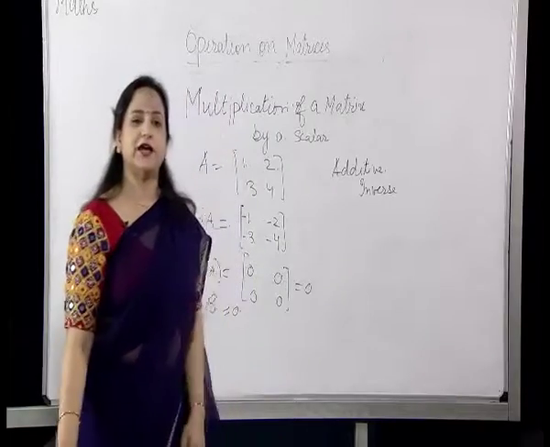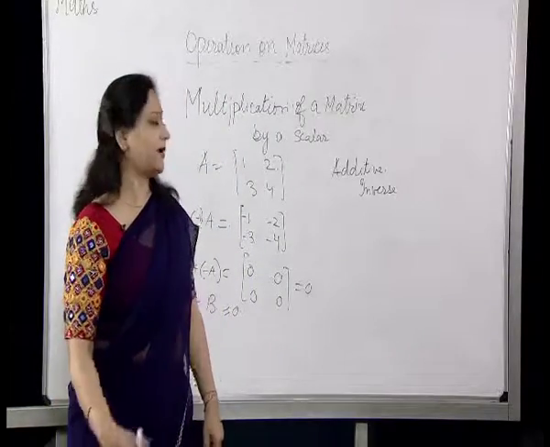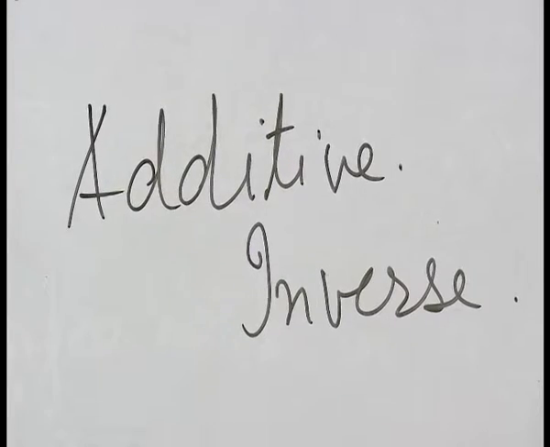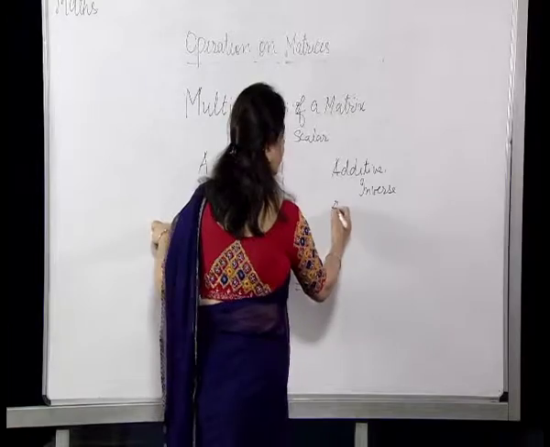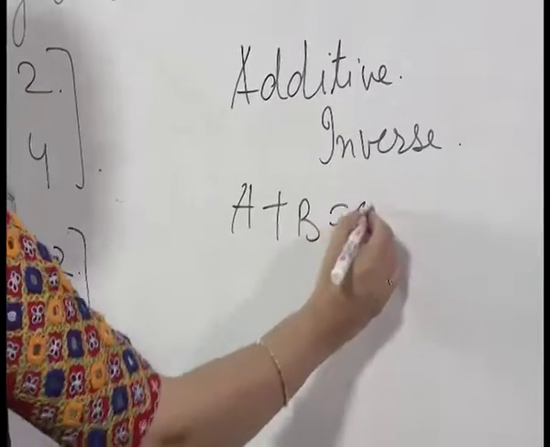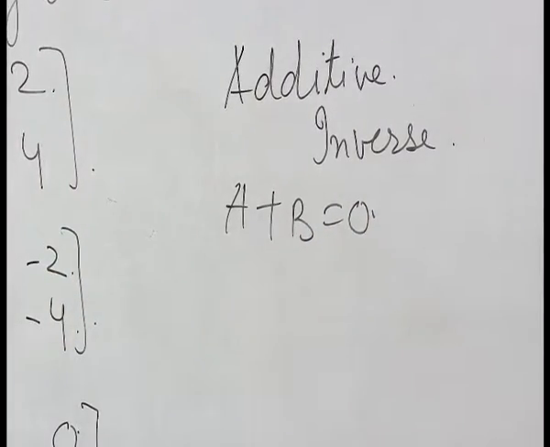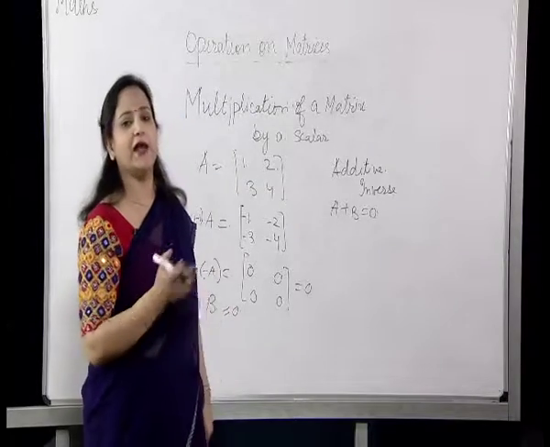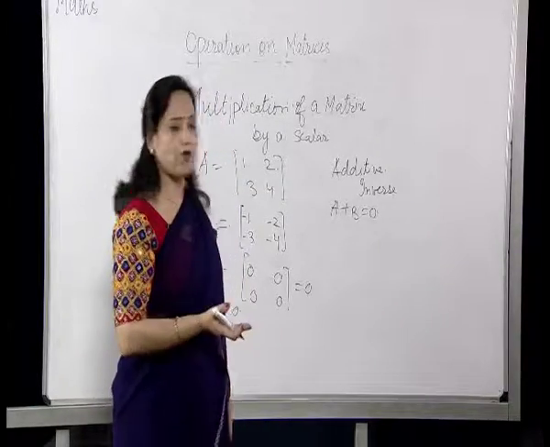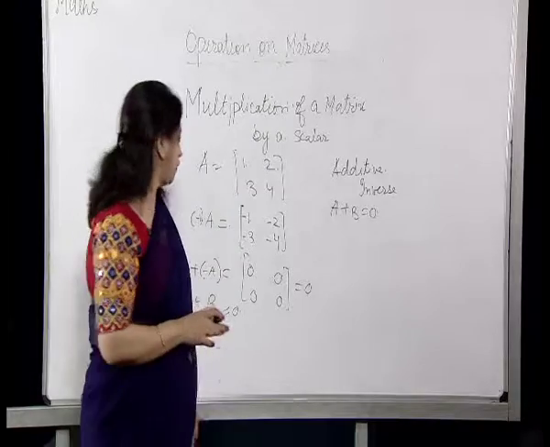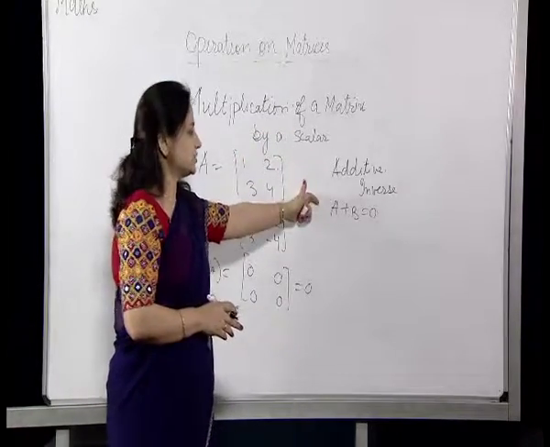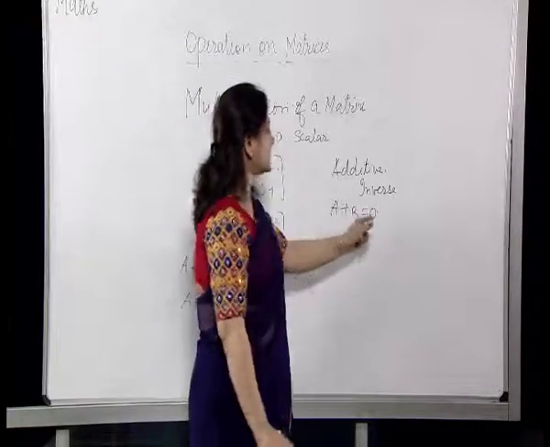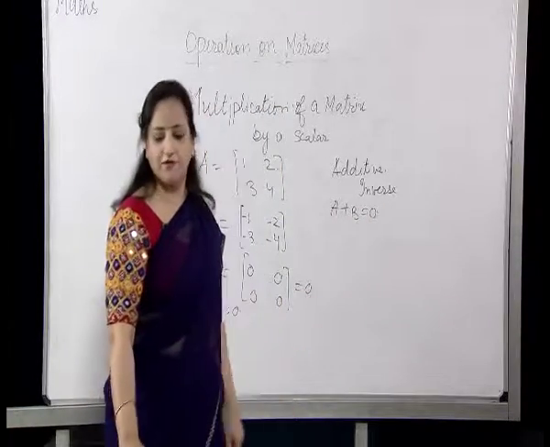So how to check whether the given matrix is the additive inverse of the given matrix or not? What will you do? You will add up the two matrices A and B. If A plus B is equal to 0, then B is the additive inverse of A and A is the additive inverse of B. Is it clear to all of you? So now we have learned this additive inverse also. And 0 is called the additive identity.